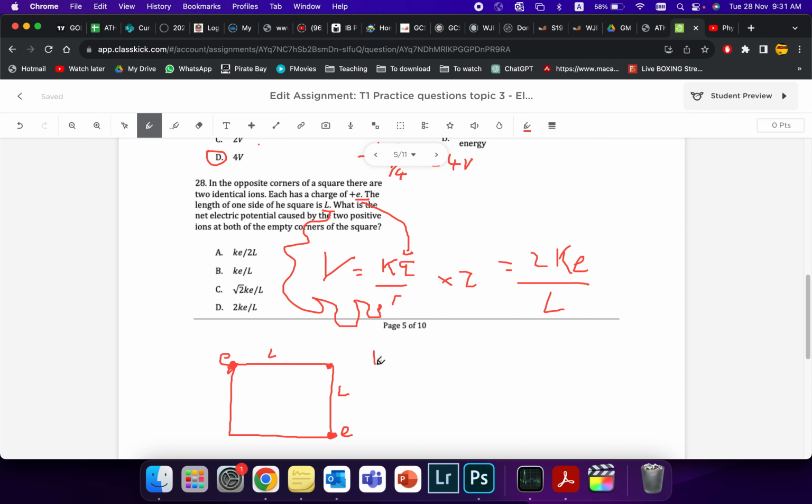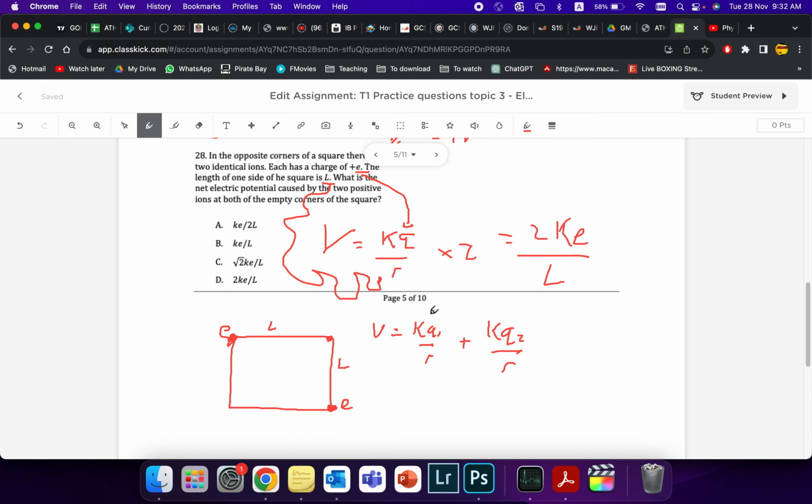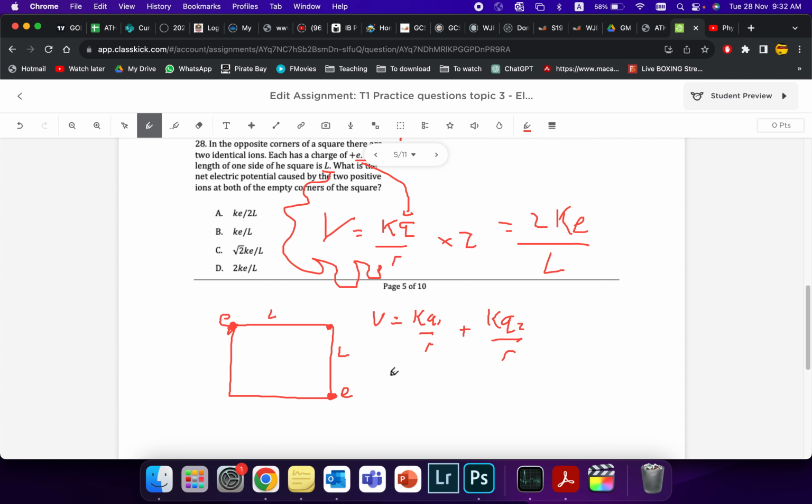So I will just do V equals KQ1 over R plus KQ2 over R. Okay, so what I'm going to do now is replace the values with what I have. K stays as K, Q just becomes E, and R is the length, so it's just L: KE over L plus KE over L.